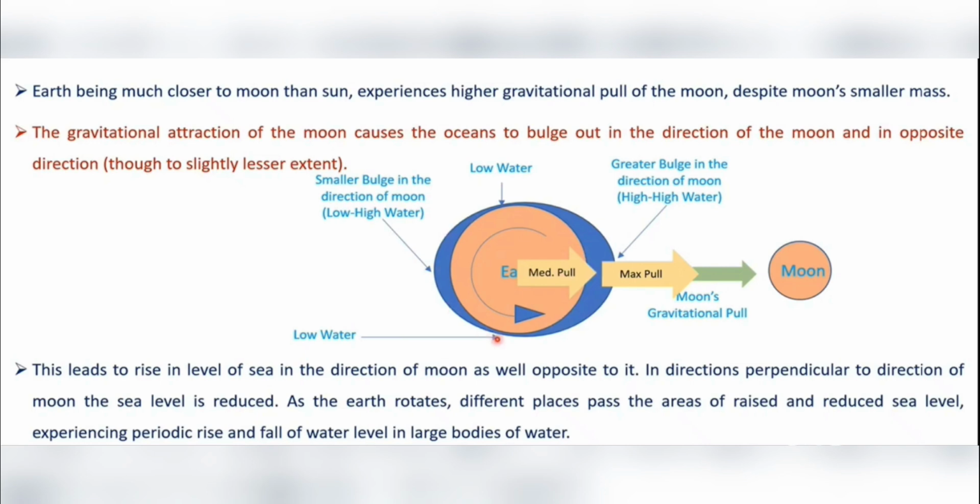This water body on the opposite side is even at a greater distance than the center of the earth, and therefore this shall experience relatively lesser or the minimum pull. So now earth's solid mass experiencing greater gravitational pull, this water mass experiencing lesser gravitational pull, earth gets slightly more displaced towards the moon, pulled more towards the moon, causing a bulge on the far side as well.